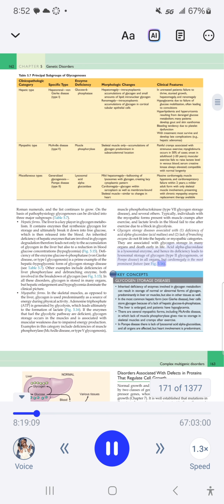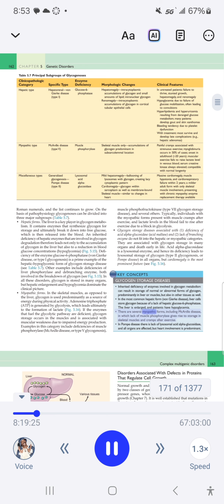See Figure 5.16. Key concepts: glycogen storage diseases. Inherited deficiency of enzymes involved in glycogen metabolism can result in storage of normal or abnormal forms of glycogen, predominantly in liver or muscles, but also in other tissues as well. In the most common hepatic form, von Gierke disease, liver cells store glycogen because of a lack of hepatic glucose-6-phosphatase. The liver is enlarged and patients have hypoglycemia.